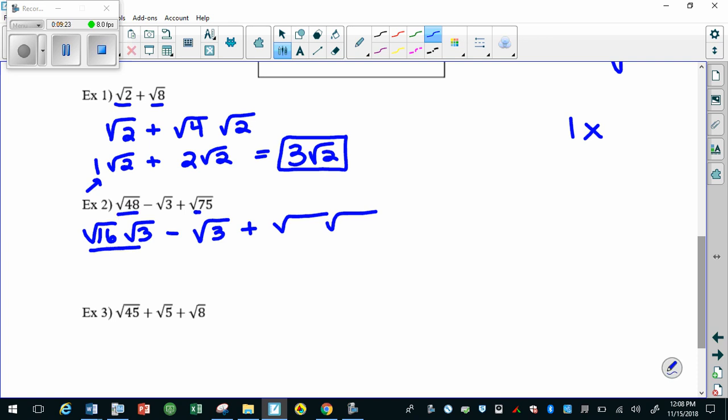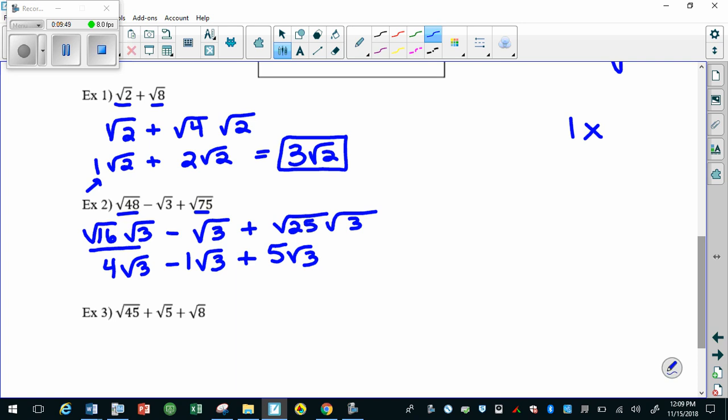Okay, now do that same thing with the 75. Think of two numbers that multiply to 75, one of which is a perfect square, and that will get you down to 25 and 3. Okay, take those little hats off of your radicals. So radical 16 is equal to 4 radical 3's minus radical 3, which I'm going to put a 1 in front of, plus 5 radical 3's.